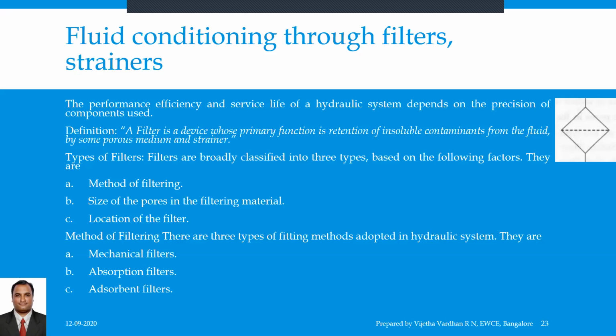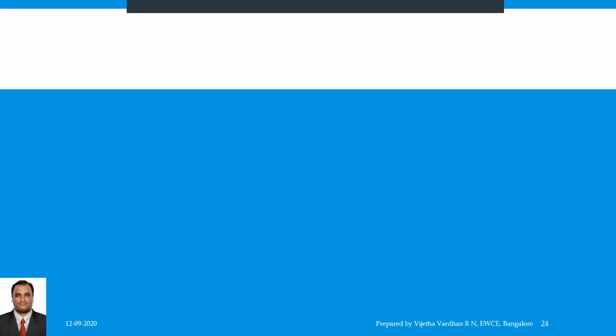Coming to adsorbent filters, adsorption is a surface phenomenon and refers to the tendency or affinity of particles to cling to the surface of the filter medium. Filter media include activated clay and chemically treated paper. The capacity of such filters depends on the effective surface area of the filter medium which is available.